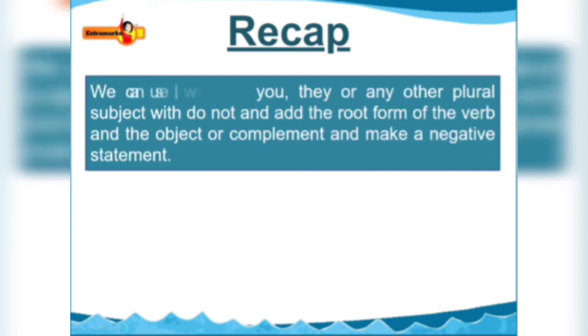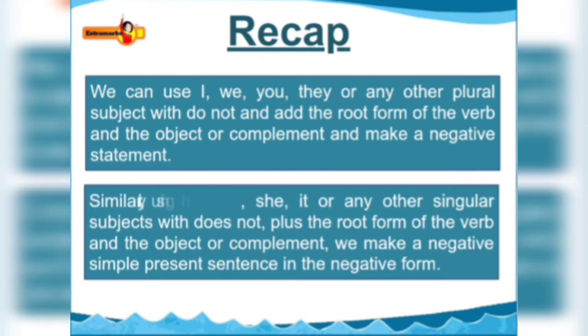The negative statements can be formed in simple present tense by following the given rules, which say we can use I, we, you, they, or any other plural subject with do not and add the root form of the verb and the object or complement and make a negative statement. Similarly, using he, she, it, or any other singular subjects with does not plus the root form of the verb and the object or complement, we make a negative simple present sentence in the negative form.